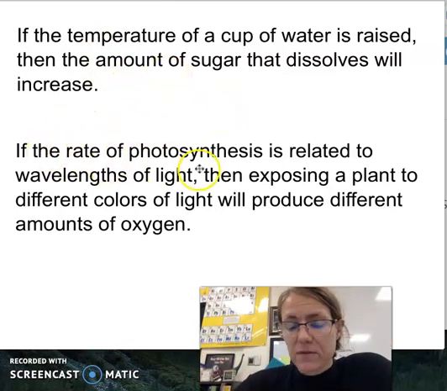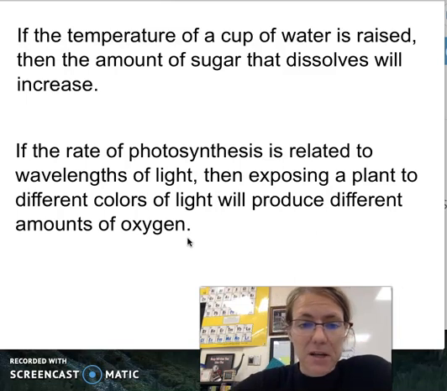If the rate of photosynthesis is related to wavelengths of light, then exposing a plant to different colors of light will produce different amounts of oxygen. So again, another statement that you can test. You can capture the oxygen and see if different amounts are made.